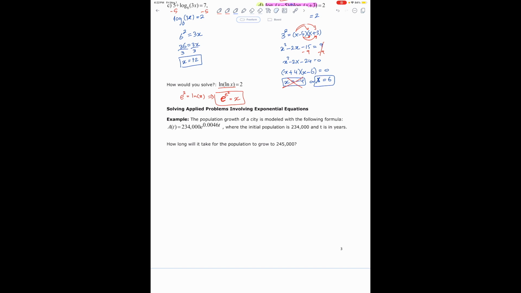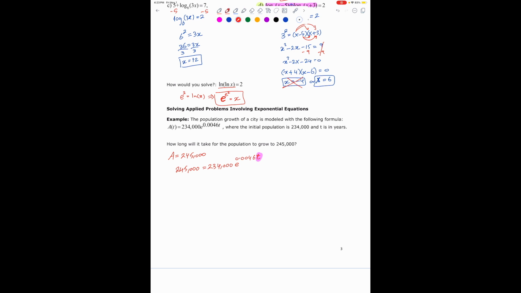In order to find the answer, I know what I have here. I have the final population is 245,000, and I know the initial population and I know the rest, so I'm just going to substitute into my equation. So 245,000 equals 234,000 e to the 0.0046t, and I need to solve for t.